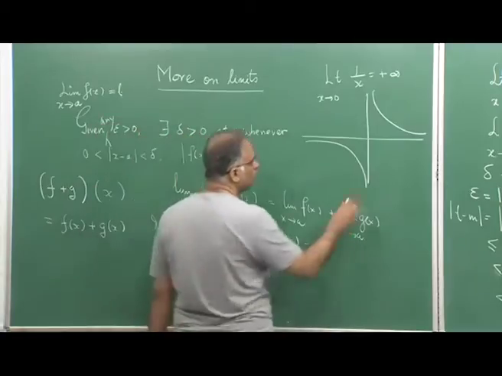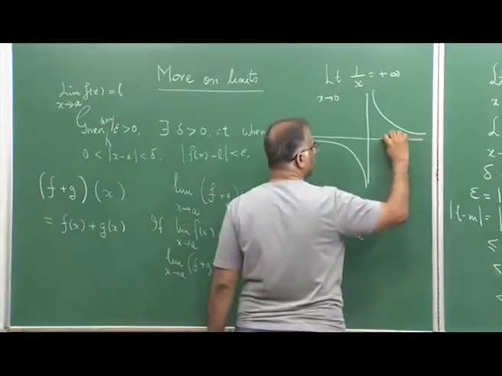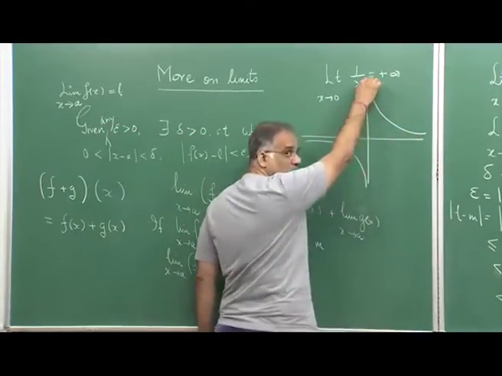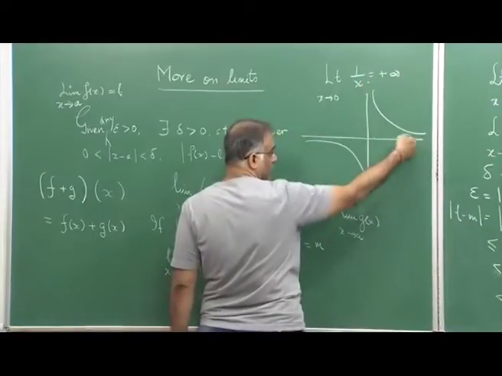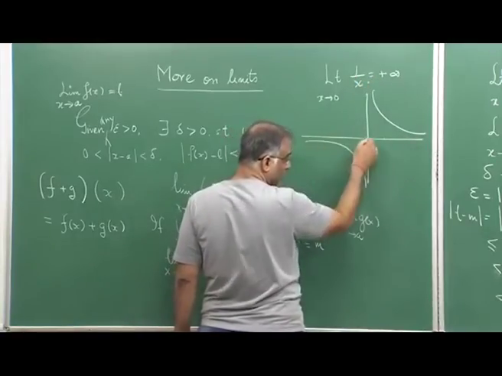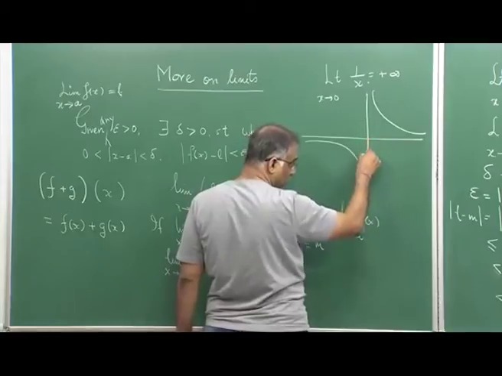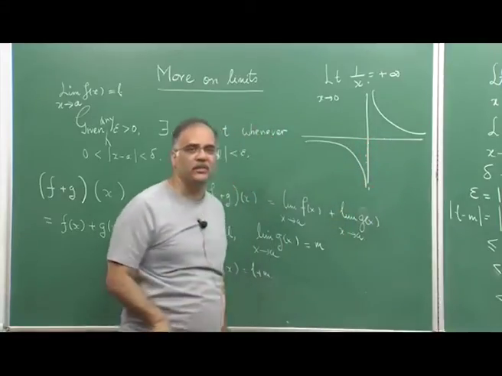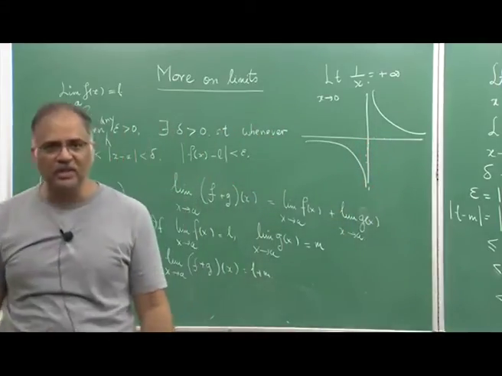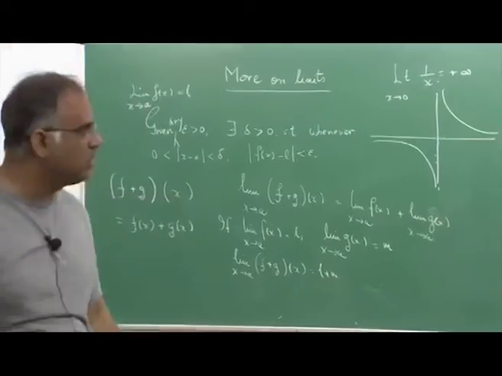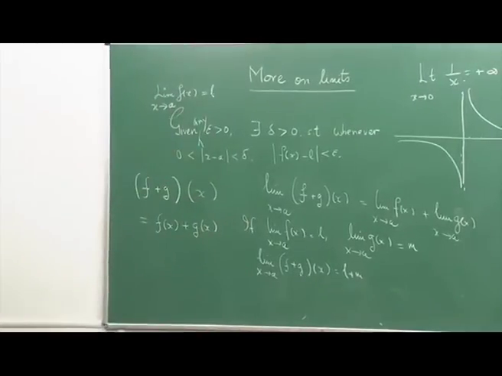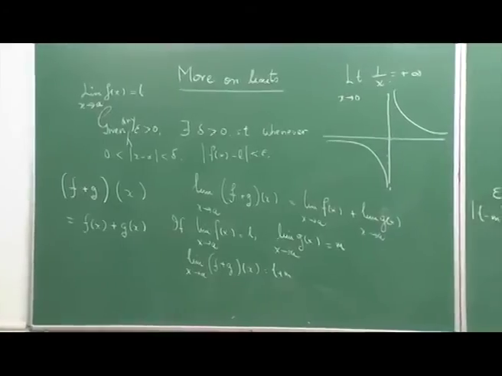So, when x goes towards 0, the function value blows up towards plus infinity when it is coming from the right side, but when it goes from the left side, for the function f(x) equal to 1 by x, it goes down to minus infinity. So, the two limits, left and right, are not the same, so you cannot write such statements. So, the limit does not exist in that case.